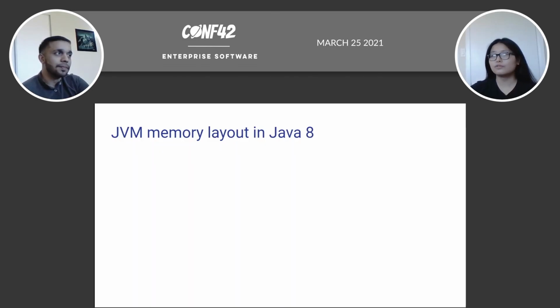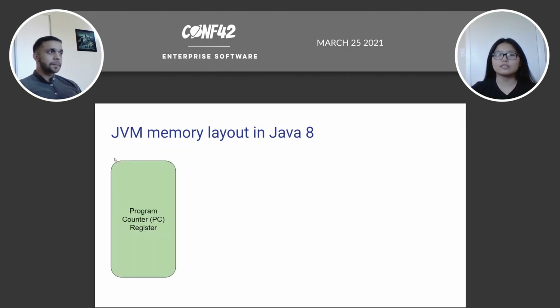So thank you, Ranjan, for the introduction. I know many of you already know what JVM is and how its memory is divided into. But for those who don't know, I'll give you a brief explanation on what it is. JVM stands for Java Virtual Machine. It's a lightweight virtual machine that runs Java applications. Its memory is divided into 5 sections.